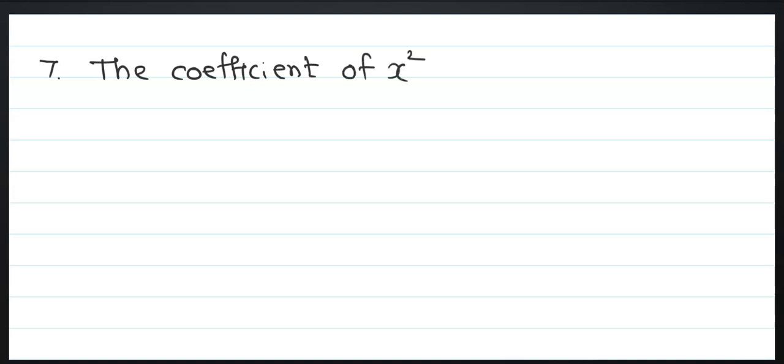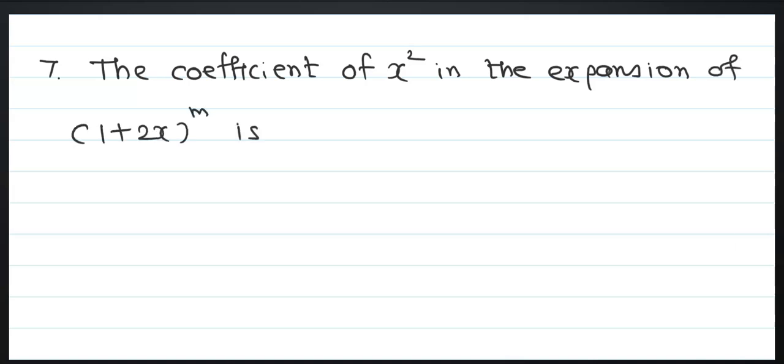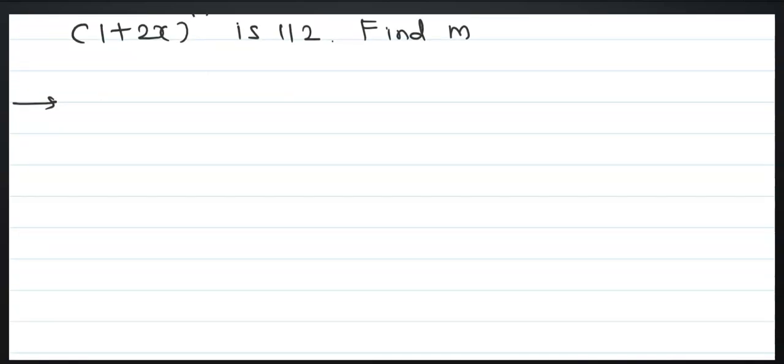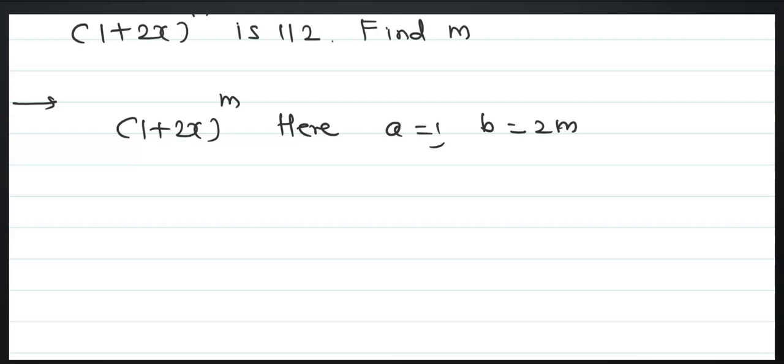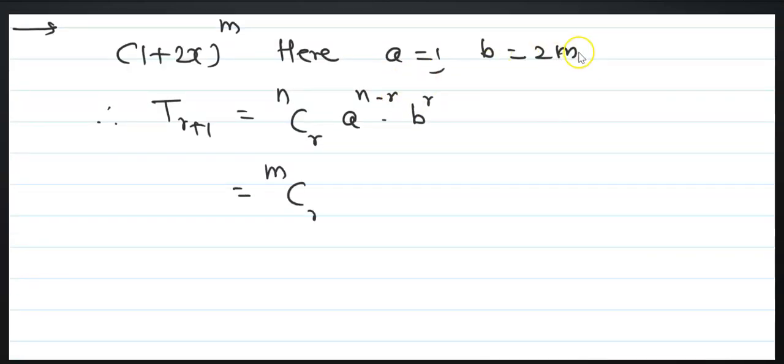And last problem. The coefficient of x square in the expansion of (1 plus 2x) raised to m is 112. Then find the value of m. That is (1 plus 2x) raised to m. Here a is equal to 1, b is equal to 2x. By mistake I have done it wrongly here.